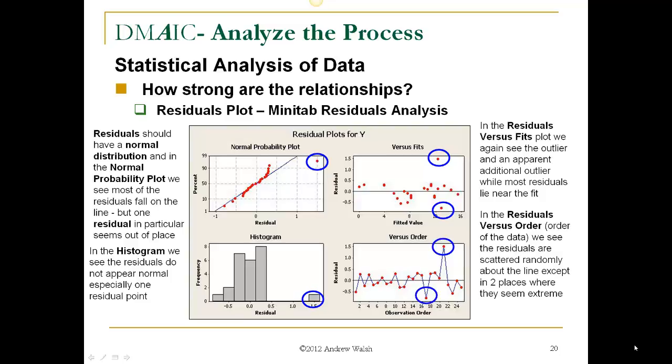And in the residuals versus order, now this is the order that the data is collected in, or the observations are obtained, we see the residuals are scattered randomly about the line, except in 2 places where they seem extreme. Now, this may be a flag that something was wrong with the analysis at that point, and it may be a call to go back and reanalyze those samples, or retest them or repull them, because something is quite wrong with these data points, and the model may be a better fit then.